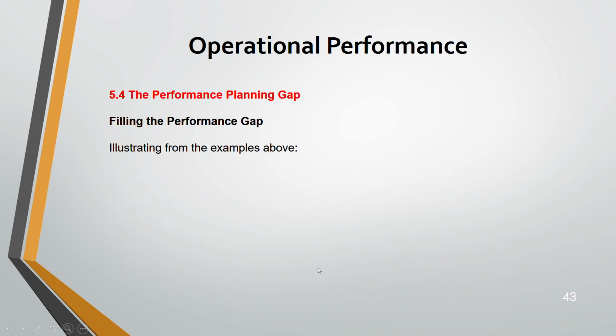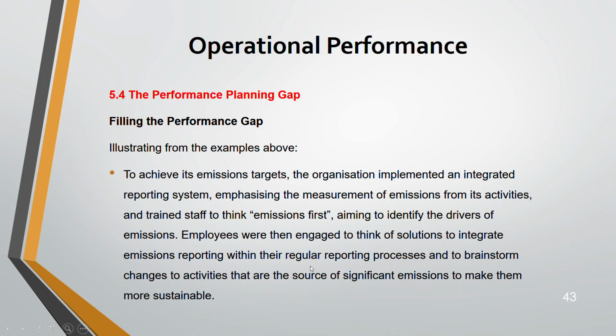Now, let us illustrate from the examples above to achieve the three objectives that we have failed to achieve. First one was emission target. So to achieve the emission target, the organization can implement an integrated reporting system which will emphasize the measurement of emission from its activity and also train the staff to think about the emission first.